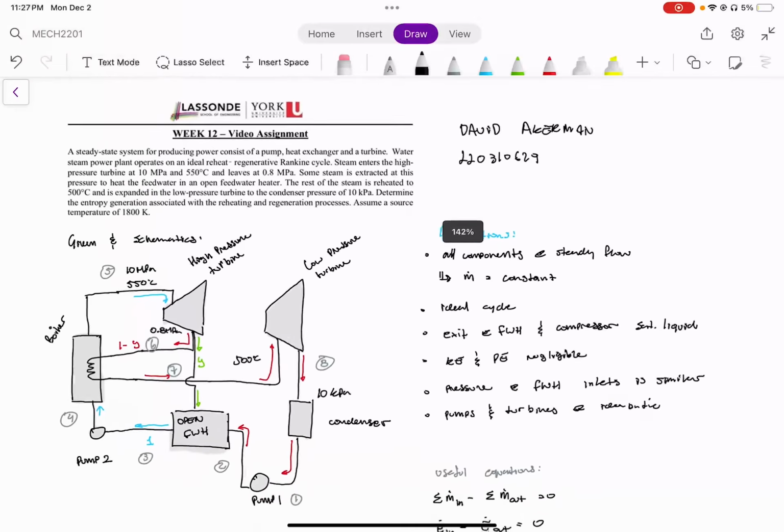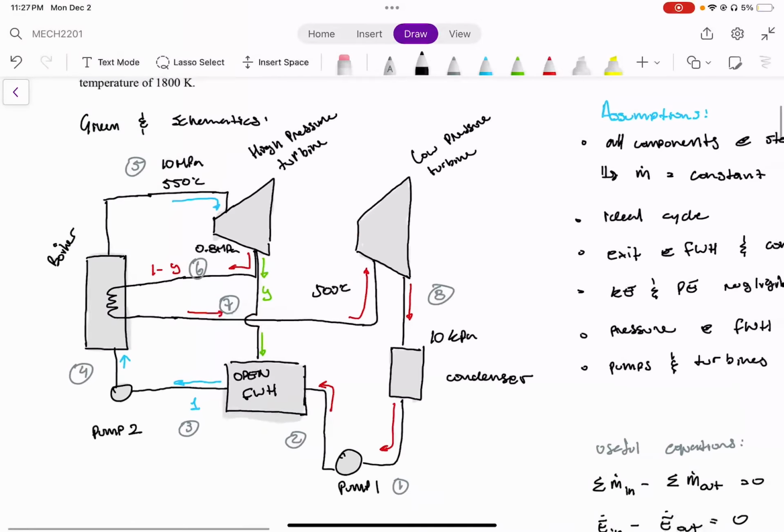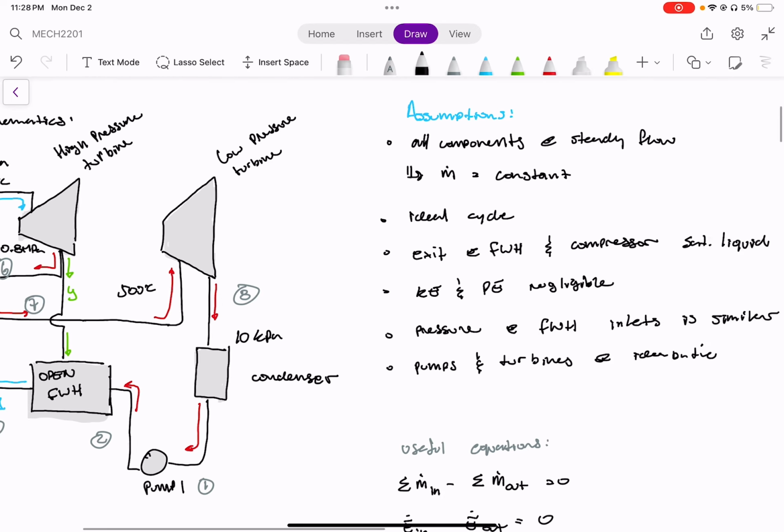Let's get started. So here we have the graph and the schematics with all the values given, where the red is one of the mass flows, and the other is the other mass flow, and you can see the blue is the full 100% of the mass flow.